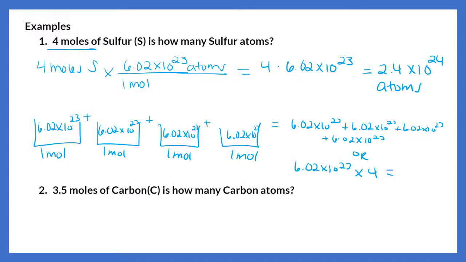So that's what this first example shows you, that you just take your number of moles and multiply it by how many atoms are in a mole. And if you look at our units, the mole cancels the mole, leaving us measuring atoms. Boom, atoms.